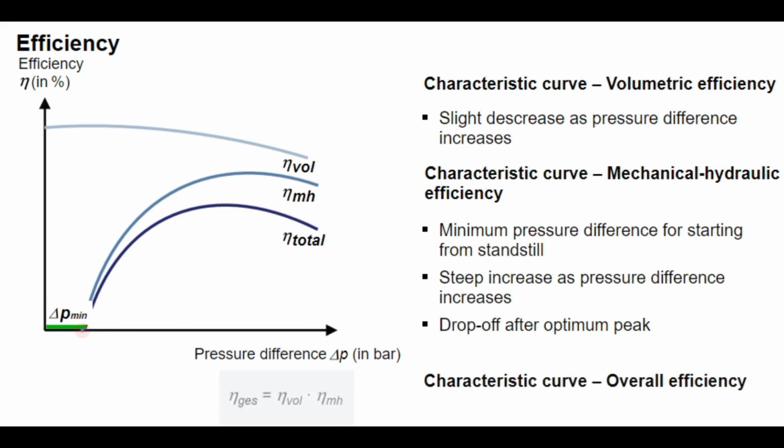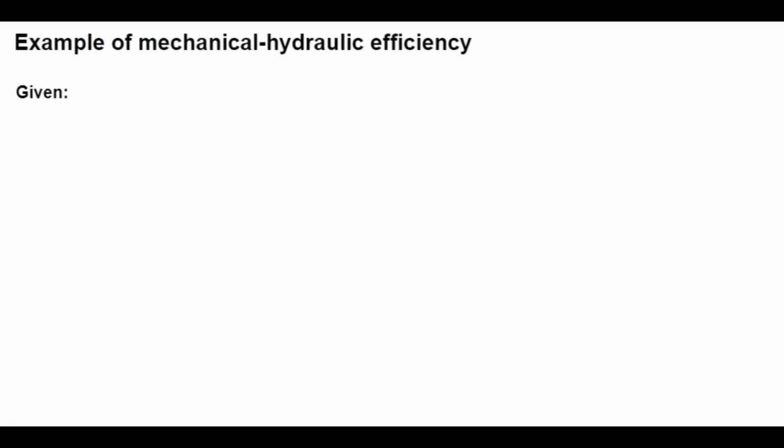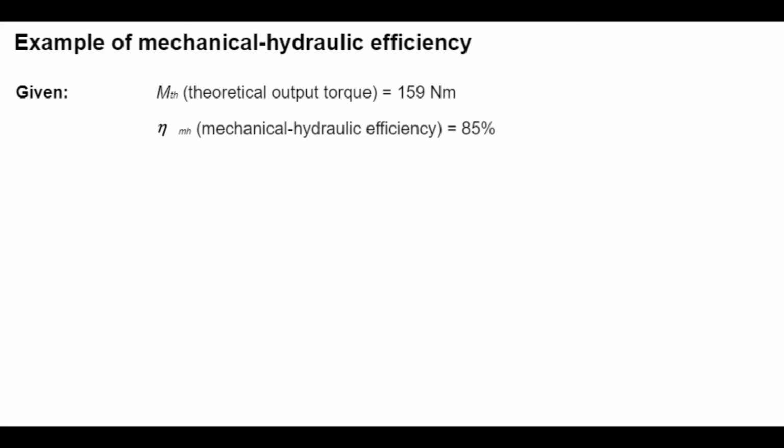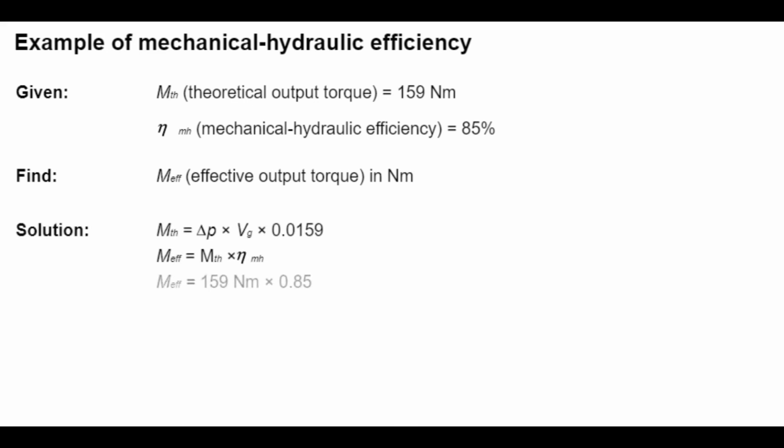The overall efficiency of a hydraulic motor is the product of volumetric and mechanical hydraulic efficiency. However, the characteristic curve for eta, total, shows that it depends greatly on mechanical hydraulic efficiency. In the example of calculating output torque, we did not include mechanical hydraulic efficiency. The theoretical torque is 159 Newton meters. The mechanical hydraulic efficiency of the hydraulic motor is 85%. We want to find the effective output torque in Newton meters. Since we have already calculated the theoretical value, it is only multiplied by the efficiency. The torque that the hydraulic motor actually outputs is around 135 Newton meters. Due to losses in the motor, the effective output torque is significantly less than the theoretically possible torque.